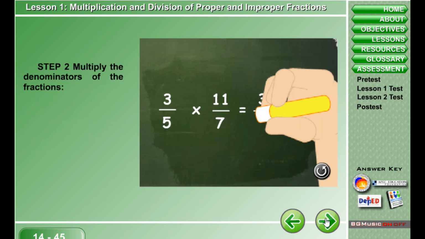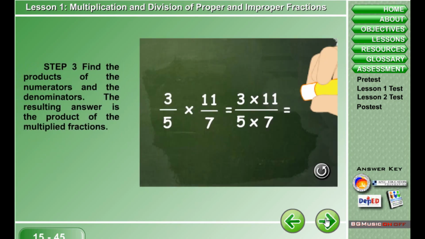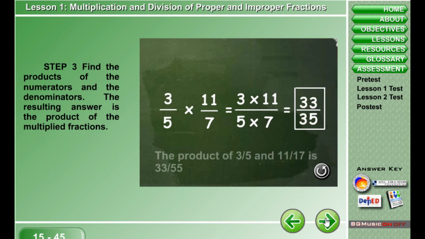Step 2. Multiply the denominators of the fractions. Step 3. Find the products of the numerators and the denominators. The resulting answer is the product of the multiplied fractions.